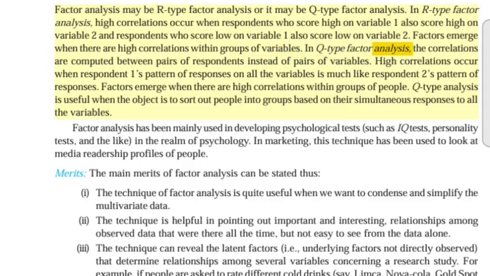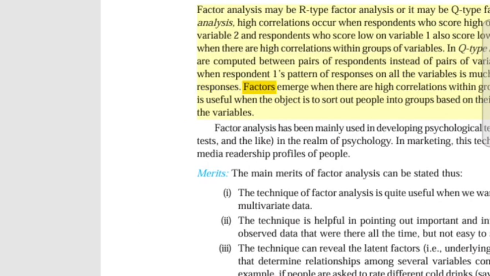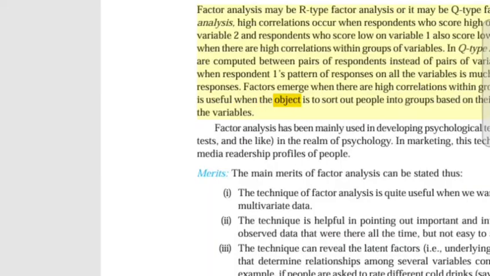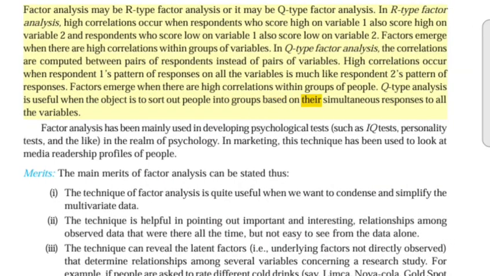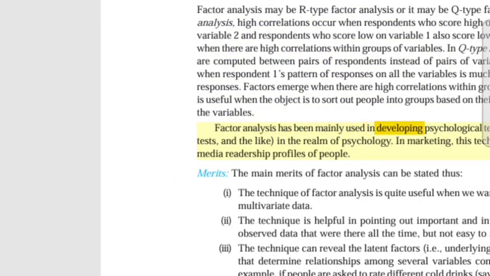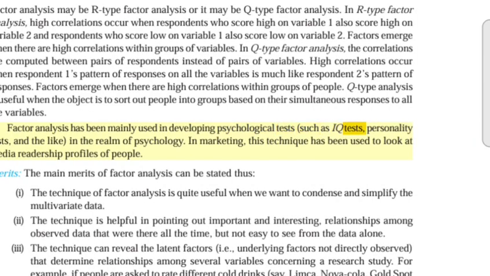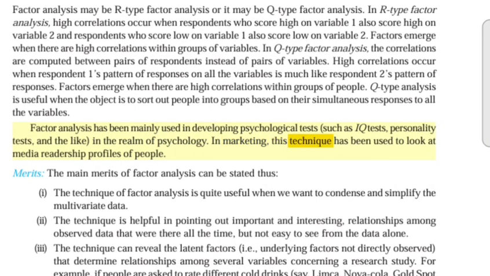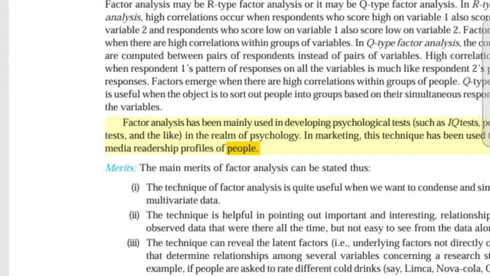In Q-type factor analysis, the correlations are computed between pairs of respondents instead of pairs of variables. High correlations occur when respondent 1's pattern of responses on all the variables is much like respondent 2's pattern of responses. Factors emerge when there are high correlations within groups of people. Q-type analysis is useful when the object is to sort out people into groups based on their simultaneous responses to all the variables. Factor analysis has been mainly used in developing psychological tests such as IQ tests, personality tests, and the like in the realm of psychology. In marketing, this technique has been used to look at media readership profiles of people.